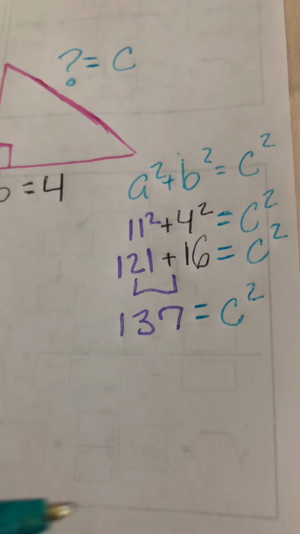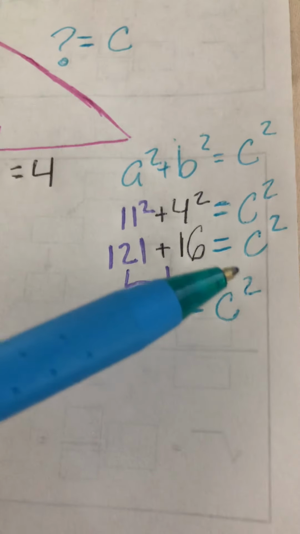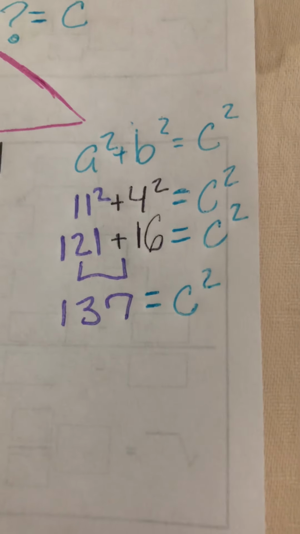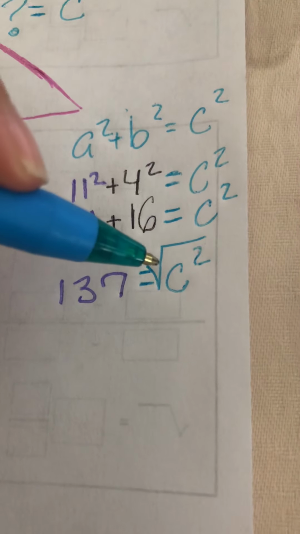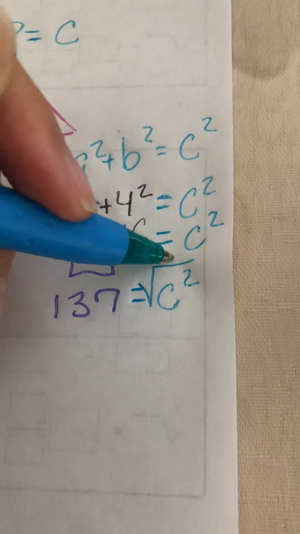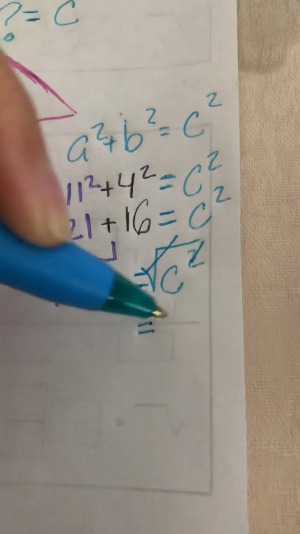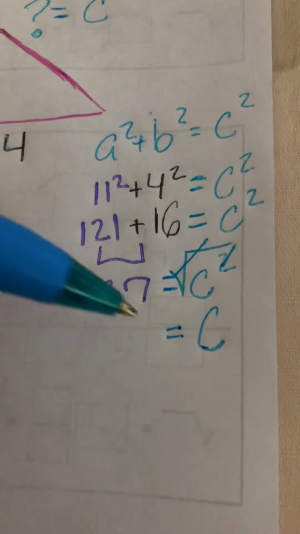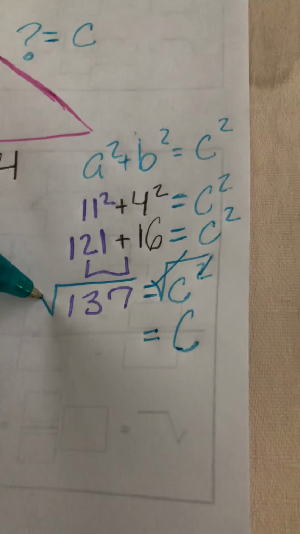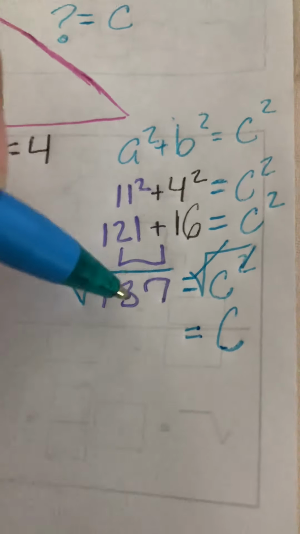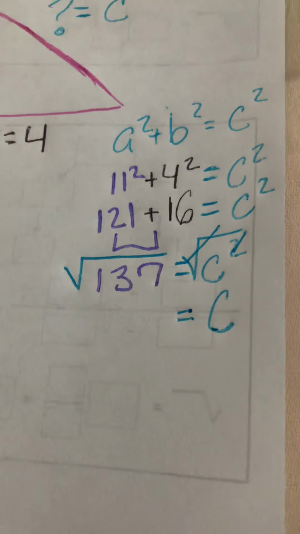Our next step is that we want to solve for C, not C squared. So how do I get rid of this square? You have to do the opposite, which is to take the square root. When I take the square root, the square root symbol cancels out with the exponent of 2, so I'm left with C. Whatever I do to one side, I have to do to the other. The square root of 137 doesn't have an exponent, so I can't cancel out that square root. I have to actually plug it into a calculator.